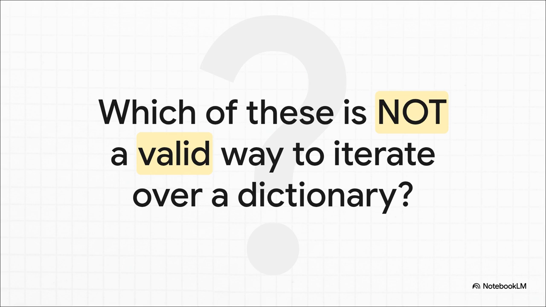Okay, next up, let's play Spot the Imposter. Three of these are totally valid ways to loop through a dictionary. One of them's going to throw an error. Which one is it? And if you pick D, you are absolutely right. There is no such thing as a .tuples method in Python. If you want those key-value pairs, the method you're looking for is .items.